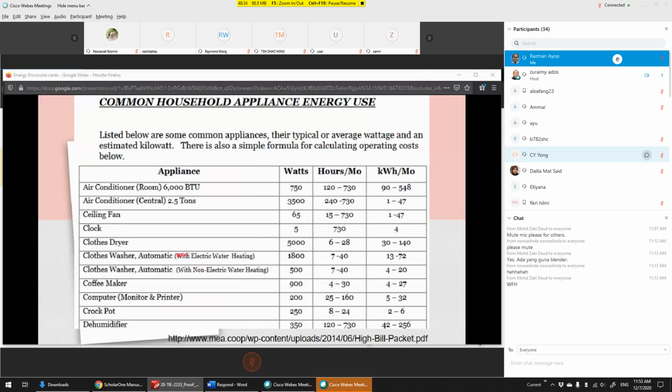But take a look at this one, your clothes dryer. Your clothes dryer, 5 kilowatts. But you don't use it that much, right? You don't use it continuously unless you're a dry cleaner company. Okay, so that's how much energy we use for this clothes dryer. Okay, so this is your washing machine with electric heater, washing machine without heater, your coffee maker, your computer, 200 watts, your crock pot or slow cook pot, 250 watts, your dehumidifier, 350 watts.